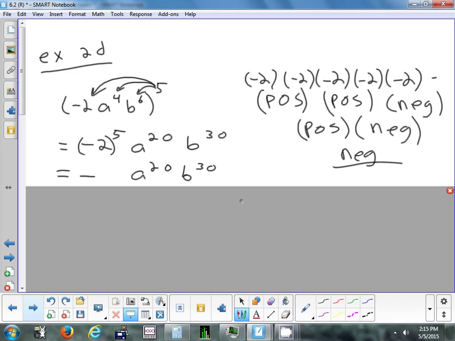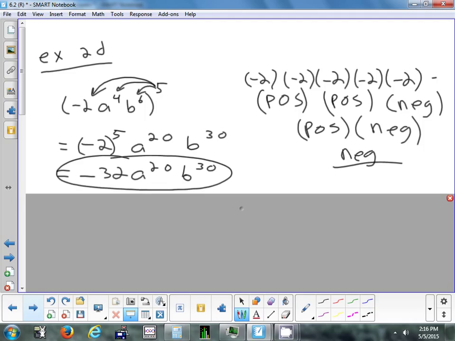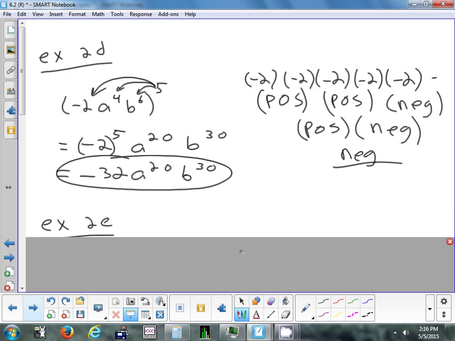Anybody know what 2 to the 5th power is? Let's go, if you're not sure. Yes, it is negative 32. 2 times 2 is 4. Double it again, you get negative 8. Double it again, negative 16. Double it one more time. Negative 32. If you can't do that in your head, that's fine. Just type it in on your calculator.